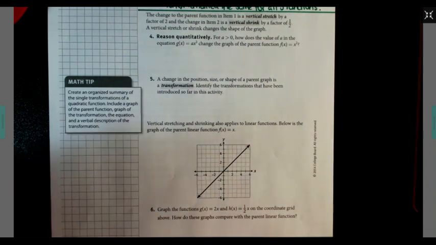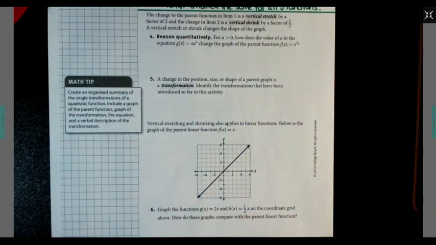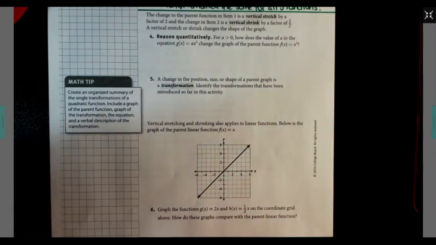The second section. The change to the parent function in item 1 is a vertical stretch by a factor of 2. And the change in item 2 is a vertical shrink by a factor of 1/2. A vertical stretch or shrink changes the shape of the graph.